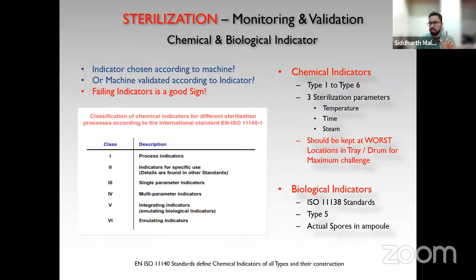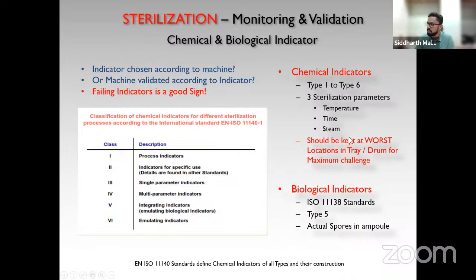So there are several types of indicators. One is a chemical indicator. The other one is a biological indicator. Chemical indicators are divided into 6 parts: type 1, type 2, type 3, type 4, type 5, type 6. There is no good indicator or bad indicator. All the classes mean that there is some specific purpose for each of the indicators which are used. The chemical indicators from type 1 to type 6 are different in terminologies and in what is required with them. A biological indicator is generally a type 5 indicator. So we'll see the difference between the two.